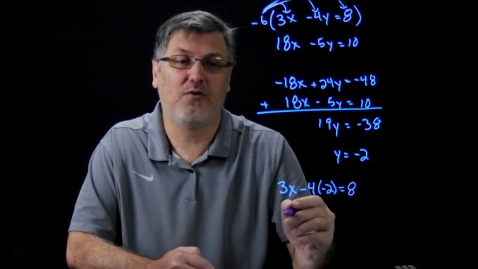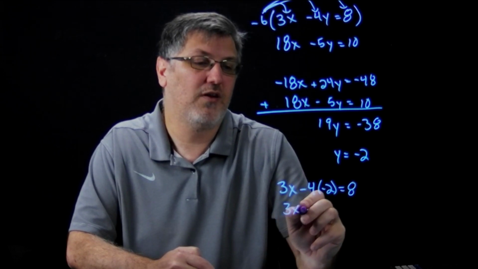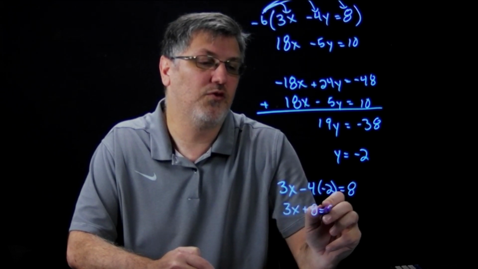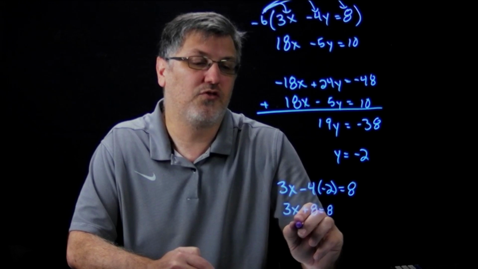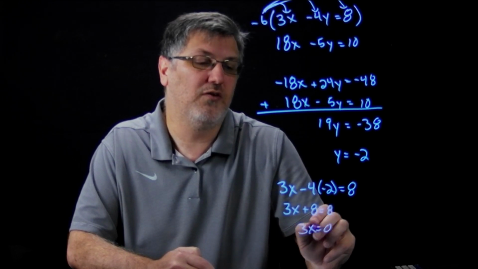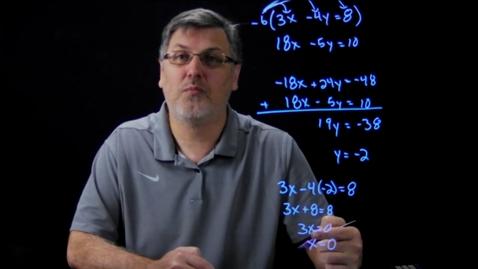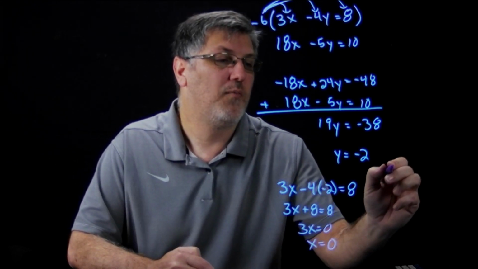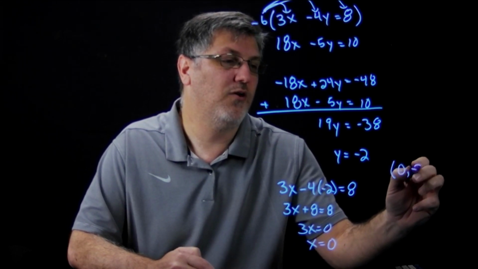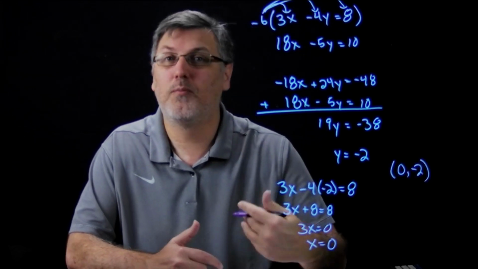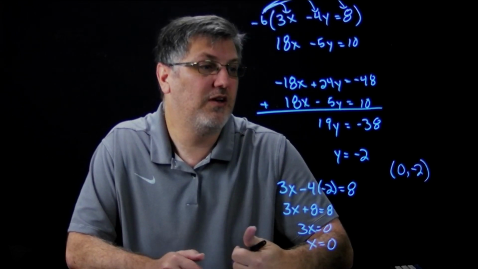From here, we just solve for x. We have 3x plus 8 equals 8. Subtract 8 from both sides, and I have 3x equals 0. And then, of course, divide by 3, and I have x equals 0. So my actual solution here, my x value is 0, my y value is negative 2. And that's how you do the elimination method.